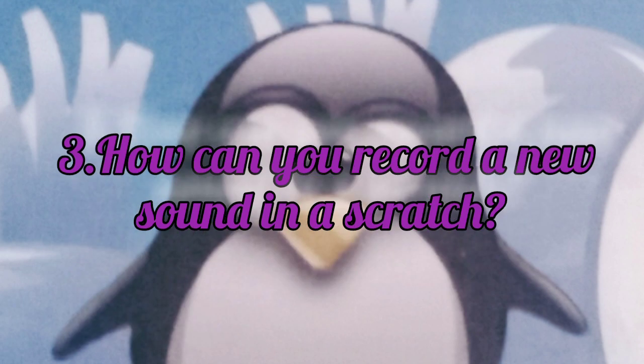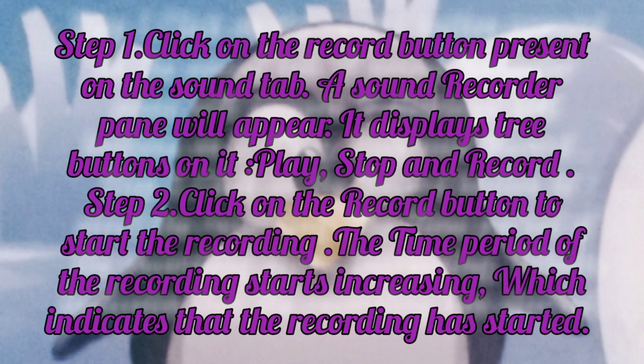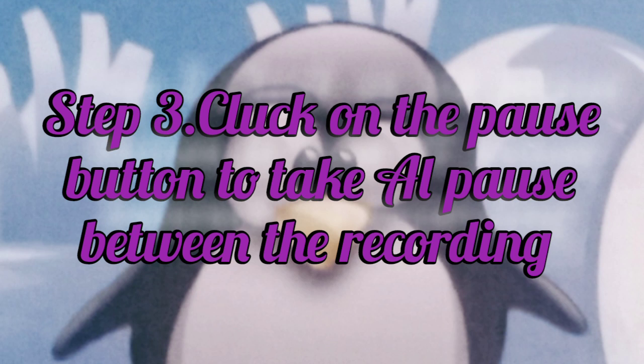Question number 3. How can you record a new sound in Scratch? Step 1. Click on the record button present on the sound tab. A sound recorder pane will appear. It displays 3 buttons on it: play, stop and record. Step 2. Click on the record button to start the recording. The time period of the recording starts increasing, which indicates that the recording has started. Step 3. Click on the pause button to take a pause in between the recording.